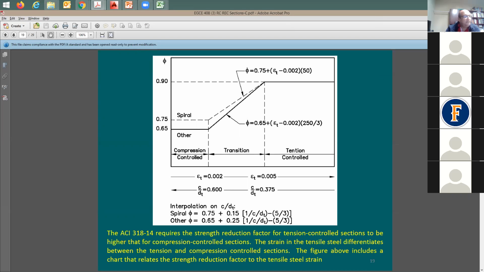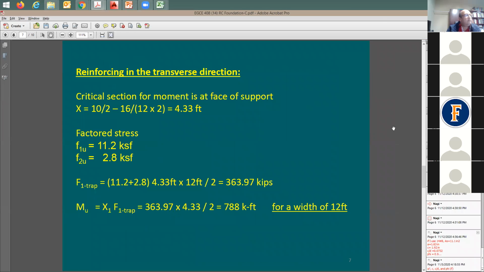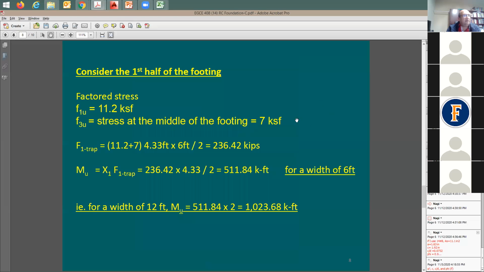Any questions, Raman? You're good? All right. I'm going to say this is enough for this slide set. I'm going to end it at this point. Now I'm going to move to development length for rebars. Let me switch to it.